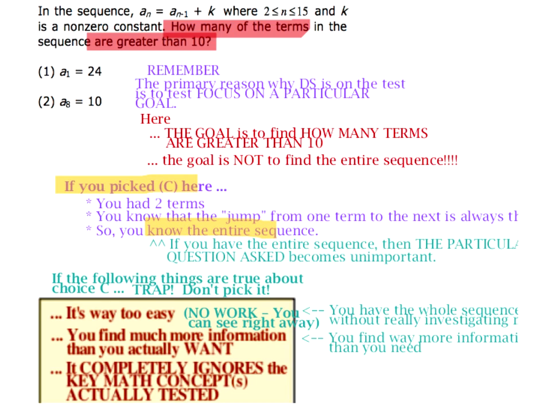What's most important here is that if you pick C on this problem, then you never have to think about the substance of the question, which is how many terms are greater or less than 10. If you don't have to think about what the question is asking you, then that is trouble city. If you have that kind of situation, then it's a trap answer.